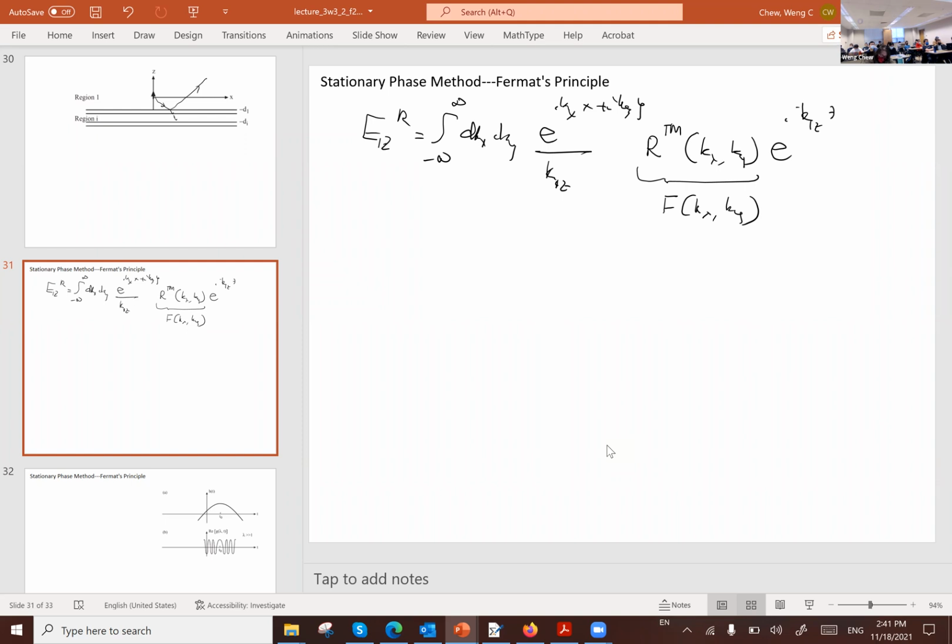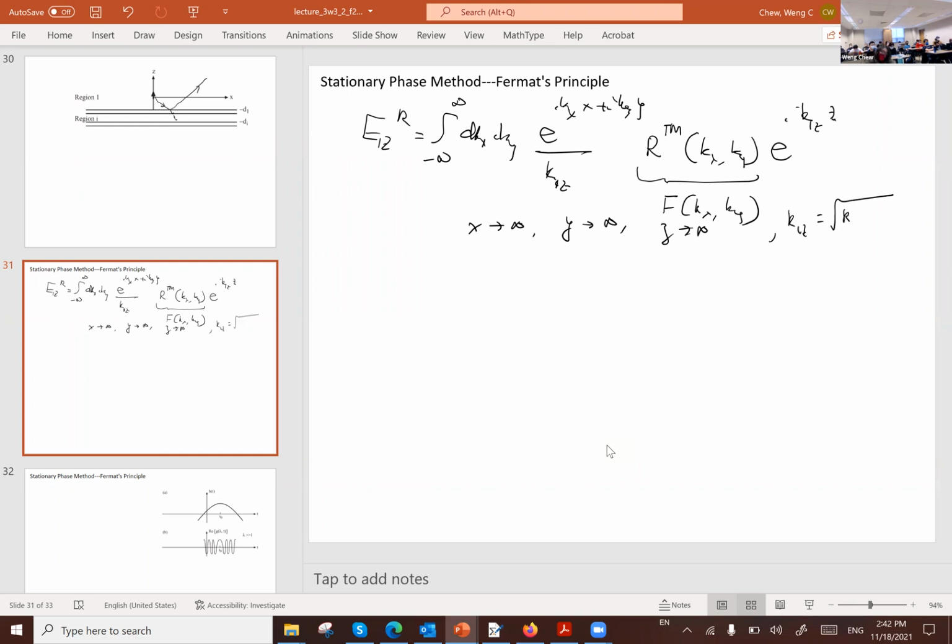So let's see how we can approximate this integral when x is very long, y is very long, and z is very long. Okay, can you see that? When this happens, what happens? If this is the case, can you see the fact that k1z, let me remind you what k1z is again.